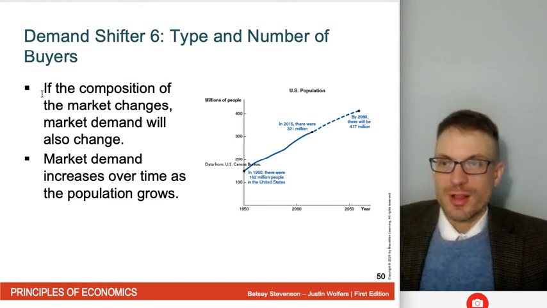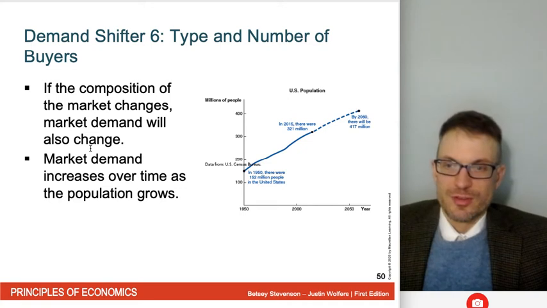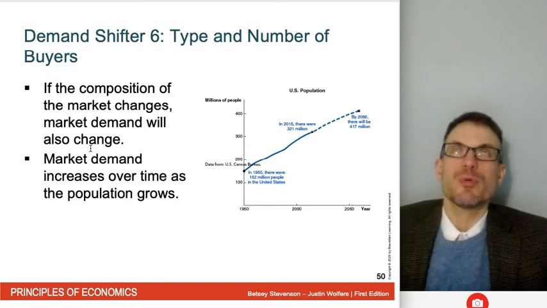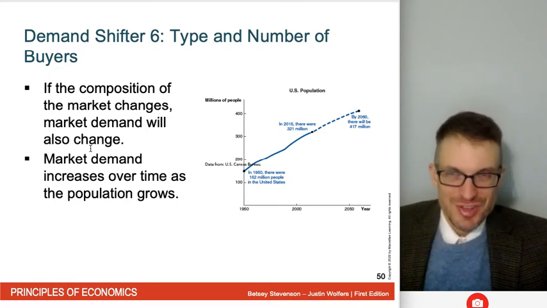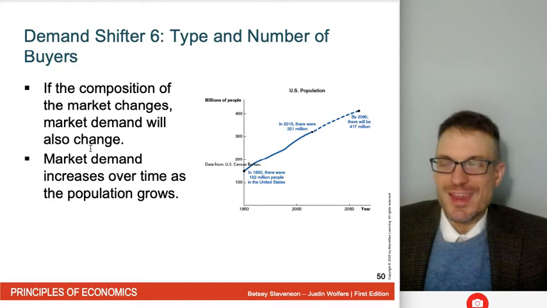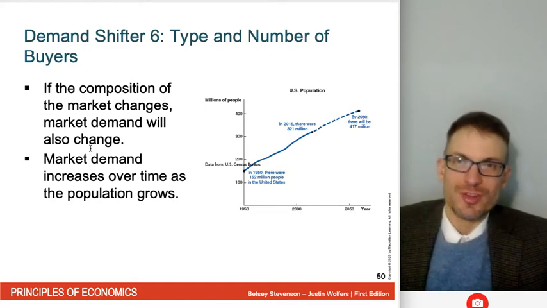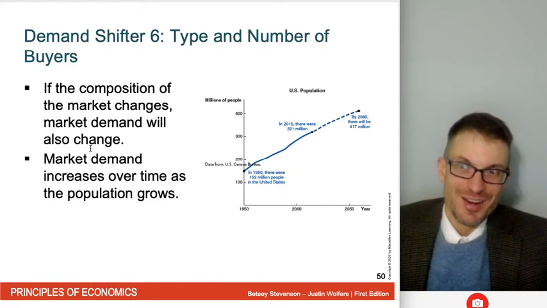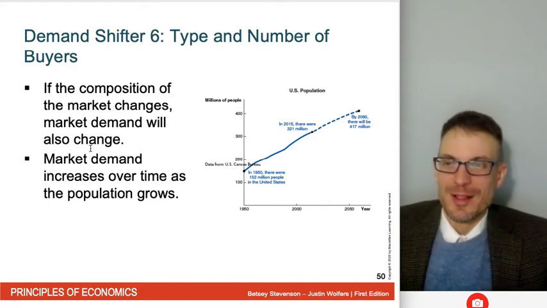All right, type and number of buyers. So if the composition of the market changes, this will also affect demand. Market demand increases over time as population grows, right? So remember what demand's doing. Demand's the relationship between price and quantity demanded. An increase in demand means a larger quantity at every price. Well, if there's more people, there's going to be a larger quantity at every price, right? And so here we're expecting the type and number of buyers can be an important shifter.